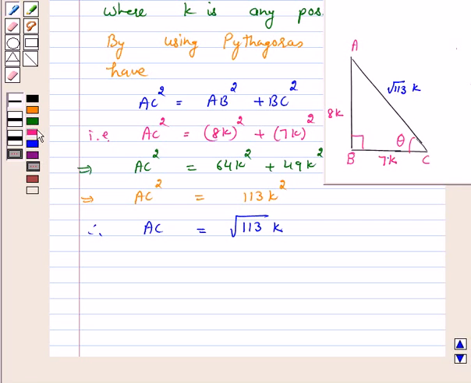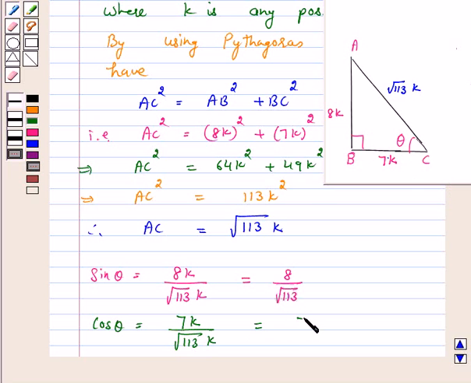Now we have sine theta is equal to AB upon AC, that is 8k upon under root 113 k, which is equal to 8 over under root 113. And cos theta is equal to 7k upon under root 113 k. So this is equal to 7 upon under root 113.